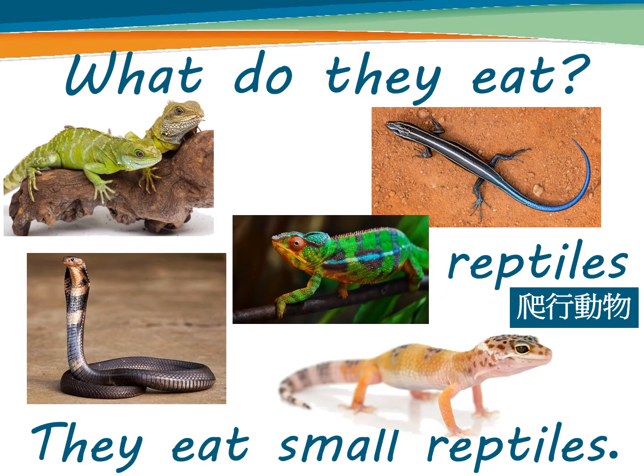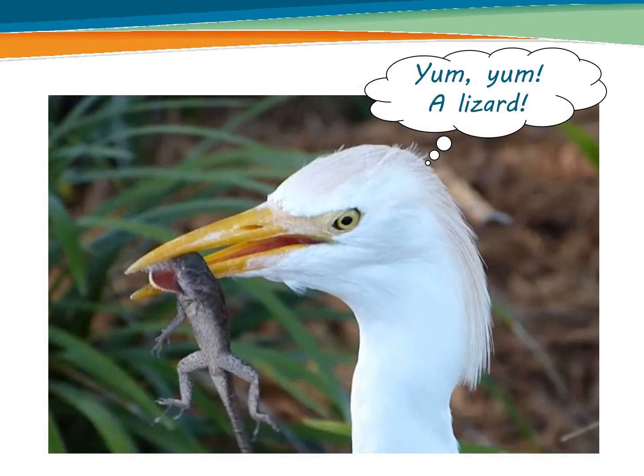Be careful, we don't say they eat reptiles because some reptiles are big. Did you know that an alligator is a reptile? But egrets can't eat alligators. They are too big. So we say they eat small reptiles. What do they eat? And you answer, they eat small reptiles. See, here is an egret with a nice, yummy lizard.